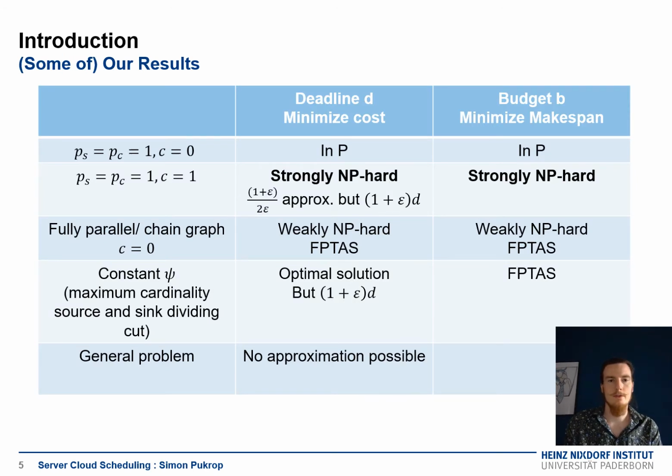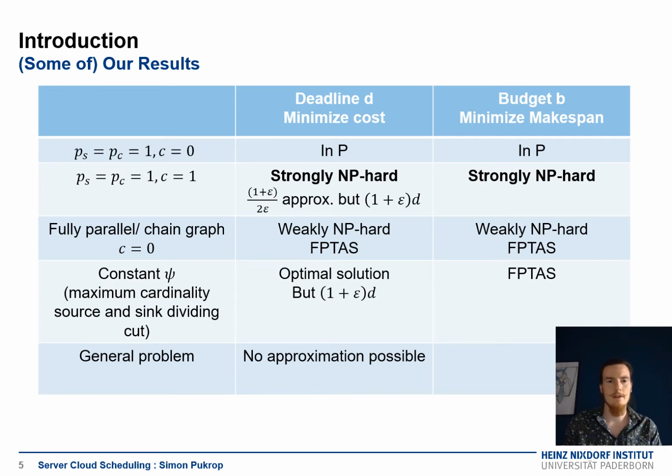Now I want to give you an overview of some of the results of our paper. Let's start with the unit case results. We have a unit processing time variant here, where every processing time PS equals PC equals 1 for every job. We still have precedence constraints, but all the communication delays are 0. And this is in fact trivial for both our objective functions. Both of them lie in P. So we have simple greedy algorithms which solve it optimally in polynomial time.